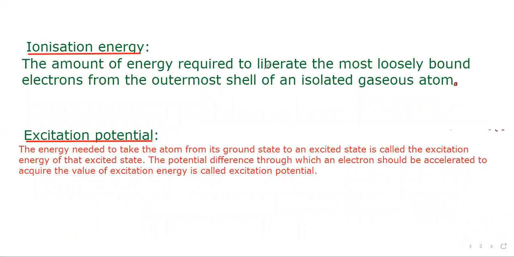Now, let's define ionization energy. The amount of energy required to liberate the most loosely bound electron from the outermost shell of an isolated gaseous atom. So for hydrogen atom, we consider here E1, which is minus 13.6 electron volt, and the highest level n equal to infinity, where energy will be zero. So the difference of the two, that is E infinity minus E1, will be ionization energy, which will come out to be 13.6 electron volt.